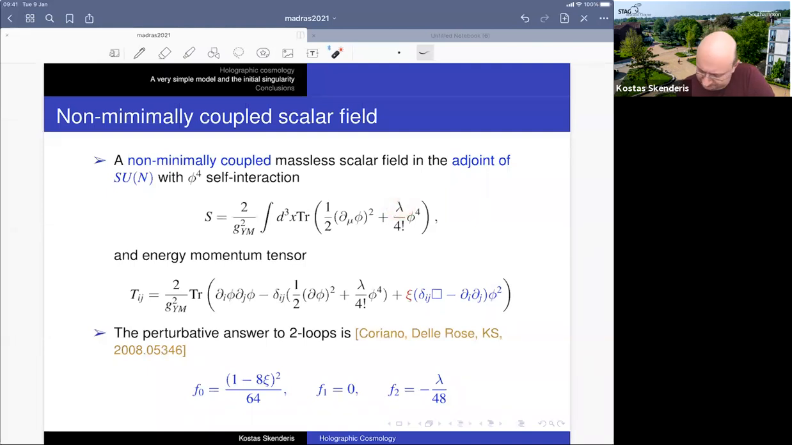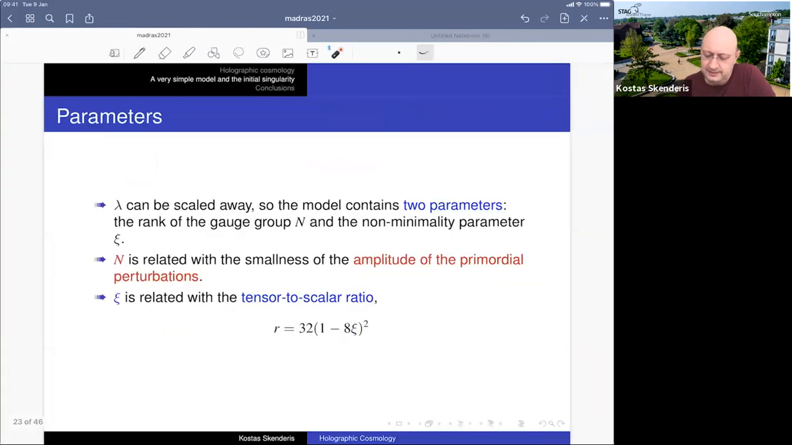So the model has 3 parameters. One is lambda, one is the non-minimality parameter, and the other is the one associated with the gauge group. And actually, as I will argue in a minute, this lambda is irrelevant. So we really have 2 parameters. Now you can do the perturbative computation for this theory. This is a much simpler computation, and that's the answer. And one can show that lambda, in this specific case in 3 dimensions, can be scaled away. So it's really 2 parameters. We are describing the very early universe with a model that contains 2 fundamental parameters, the rank of the gauge group and this non-minimality parameter.